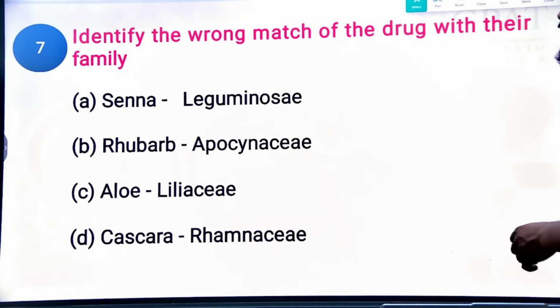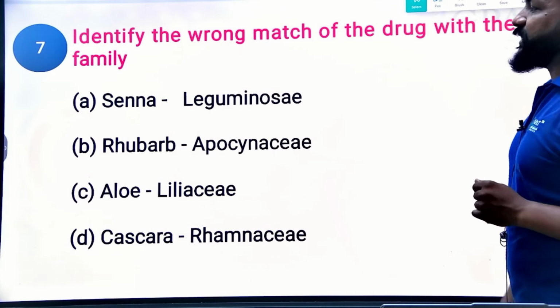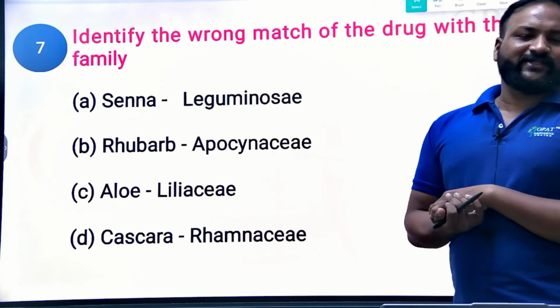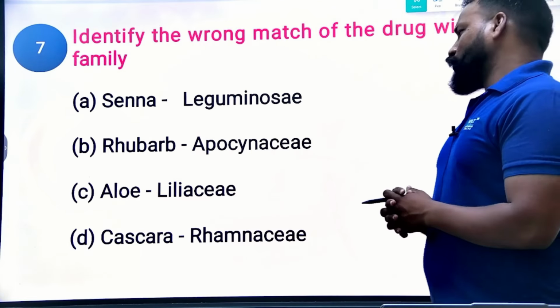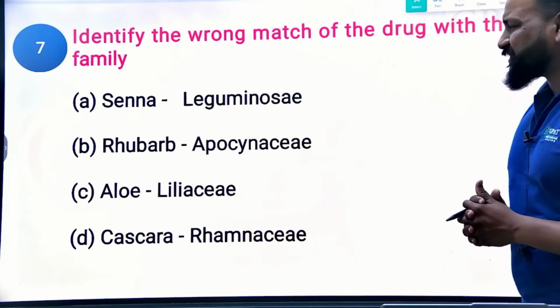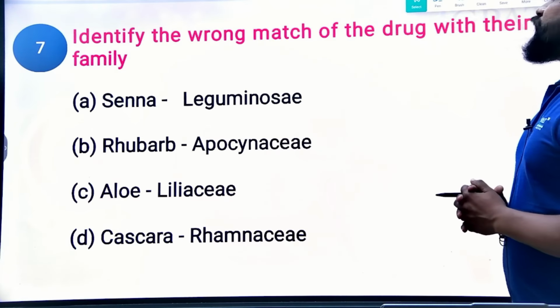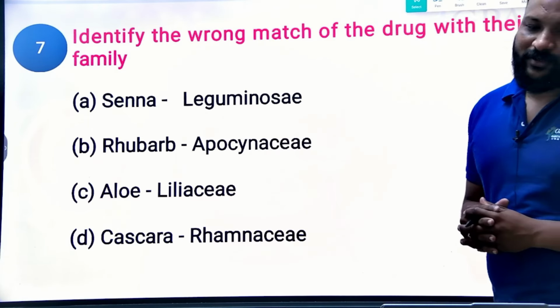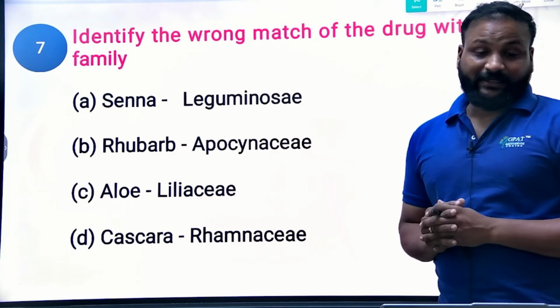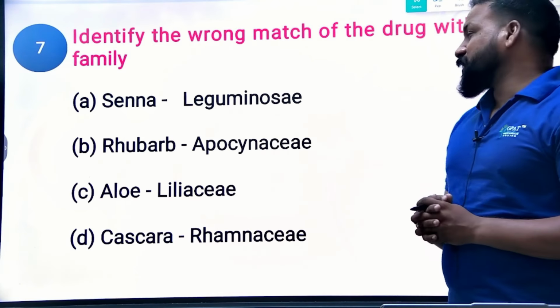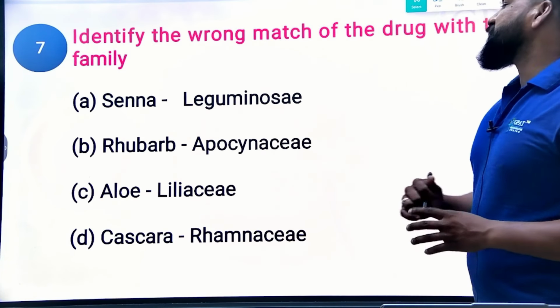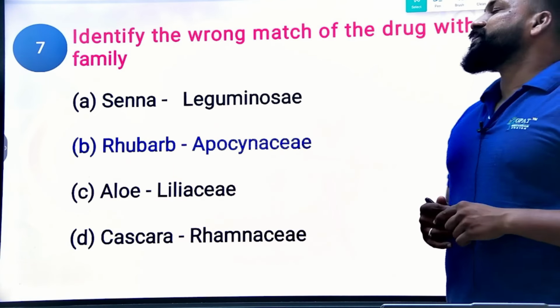Next question. Identify the wrong match of drug with their family. Senna, Leguminosae family. Rhubarb, Rutaceae family. Cascara, Rhamnaceae family. Which of the following is the wrong match of the pair? Comment down your answer, do not forget. The right answer will be rhubarb, Rutaceae family.